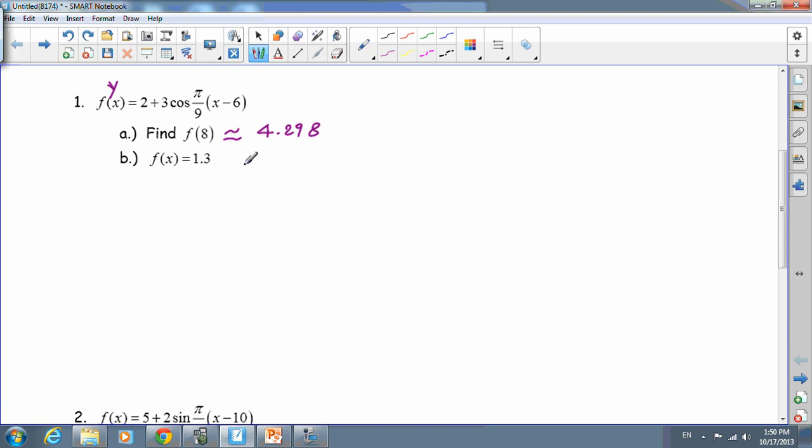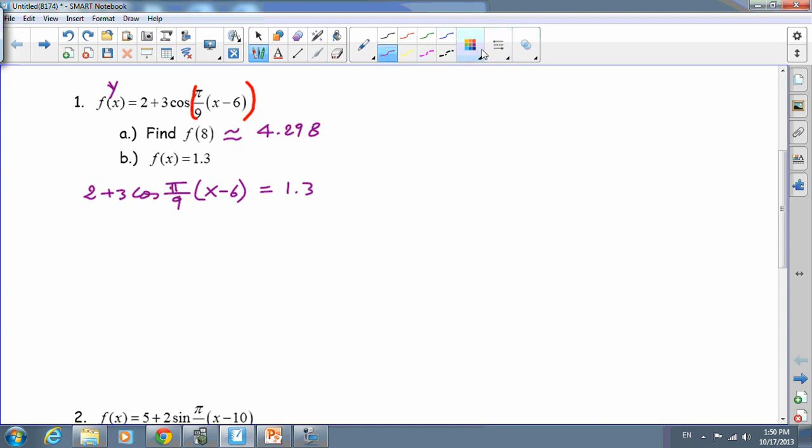The next one says f of x is equal to 1.3. In other words, I'm putting 1.3 here for y. And I will keep my x on the left side because I'm used to having my x on the left side. And I will therefore have 2 plus 3 cosine of pi over 9, and inside parentheses, I have x minus 6, and I will have it equal to 1.3. By the way, when putting this into the calculator, don't forget to put parentheses around here, because if you don't put parentheses, you might get the wrong answer.